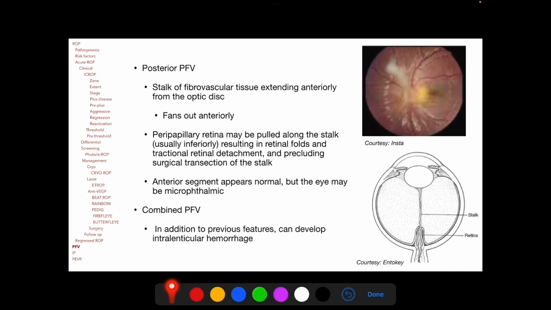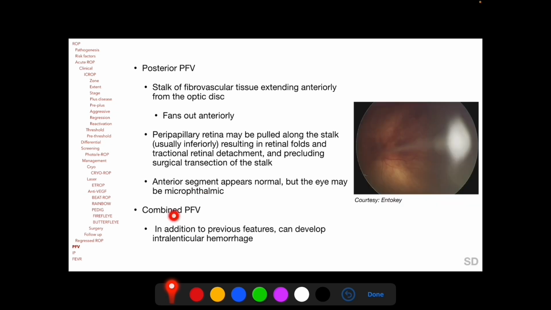Peripapillary retina may be pulled along the stalk, as shown here in this diagram, resulting in retinal folds and tractional retinal detachment, and this precludes surgical transection of the stalk during surgical correction of PFV. The anterior segment appears normal in posterior PFV, but the eye may be microphthalmic.